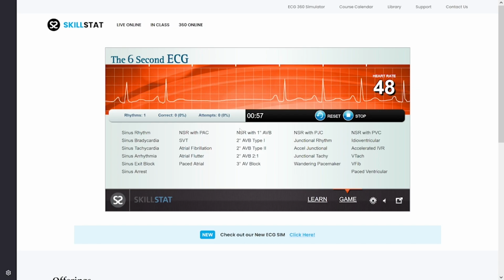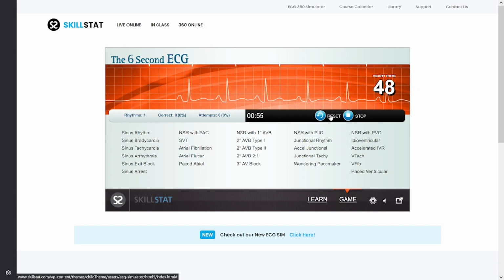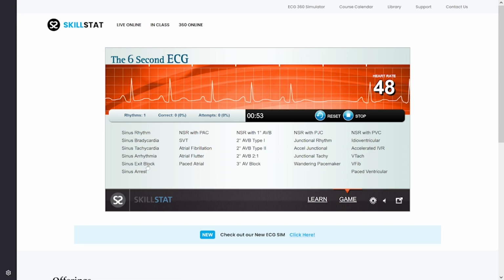This is a garbage rhythm. I'm not interpreting this rhythm. What is this, like a sinus exit block or something, or sinus arrest? I'm going to say it's a sinus arrest. Sinus exit block. We don't care about these rhythms. I reviewed these rhythms, but honestly, if you interpreted this as sinus arrhythmia, I think you'd be just fine.